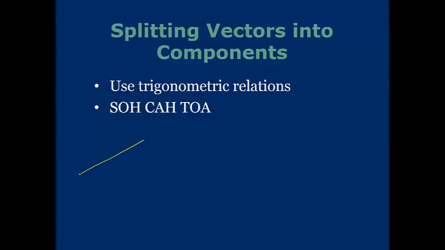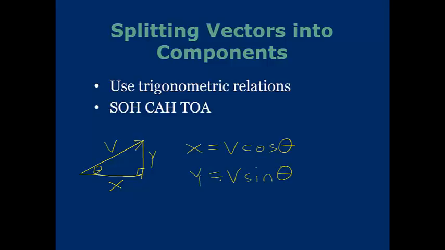If I were to draw a right triangle out with an angle theta and our vector, we could break it down into a horizontal and a vertical component. To get the horizontal component, we would use our vector and the cosine of the angle. The vertical component is done in much the same way, except we use sine instead of cosine.